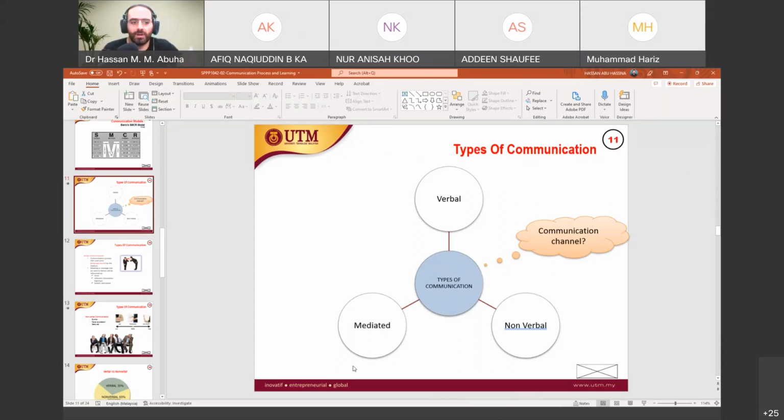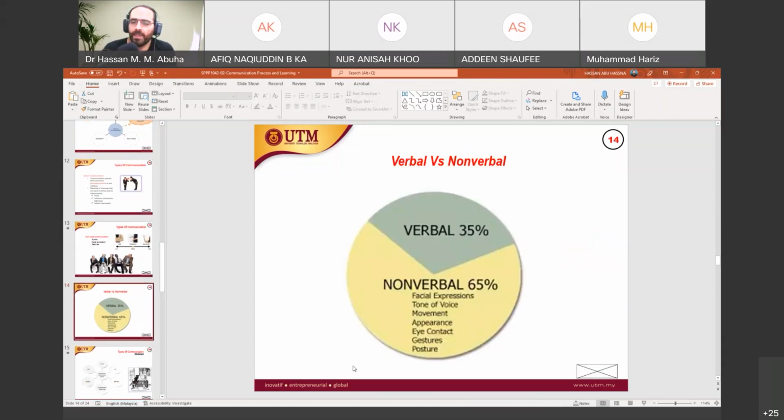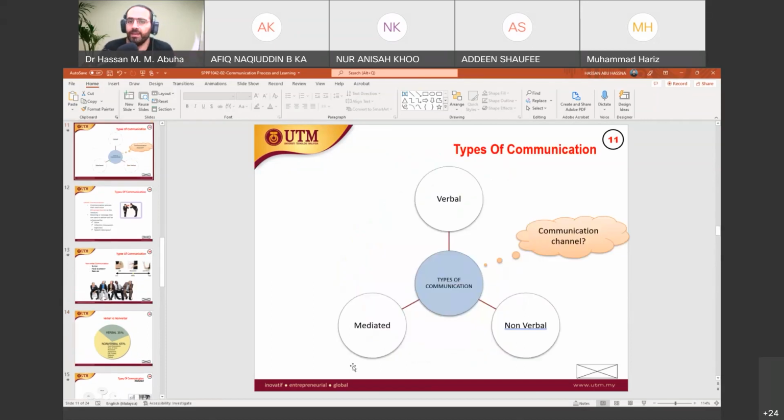It includes all the, let's say, facial expression, the tone of voice, movement, appearance, eye contact, body language, all right? So we cannot actually control, when we walk in the street and meet strangers, by looking at them or maybe sometimes smiling, you know. This is considered non-verbal communication. Okay, so we have three main types of communication: verbal, non-verbal, and mediated.